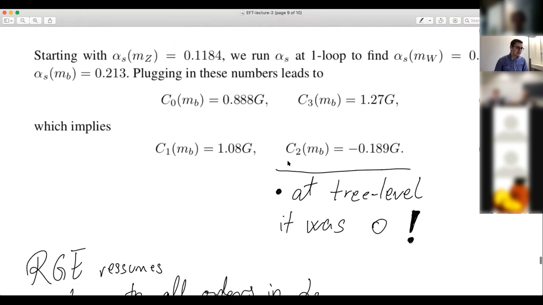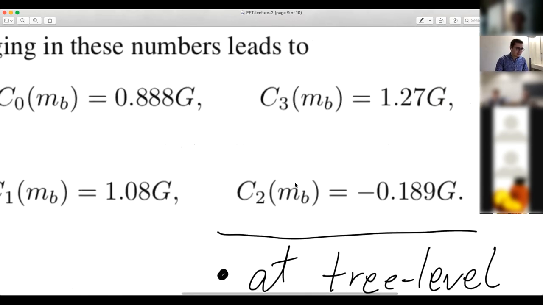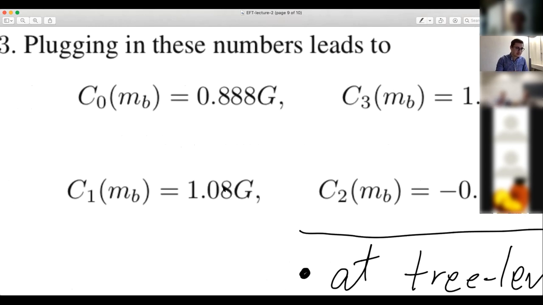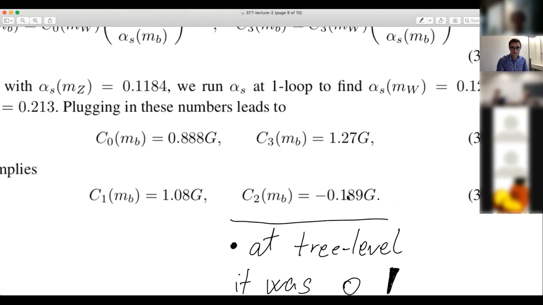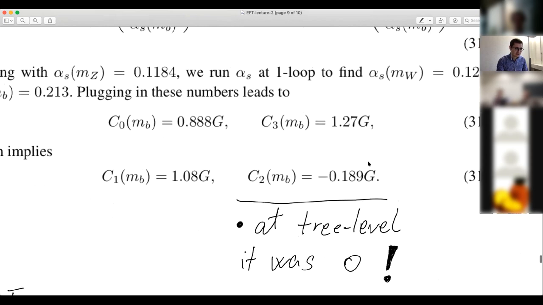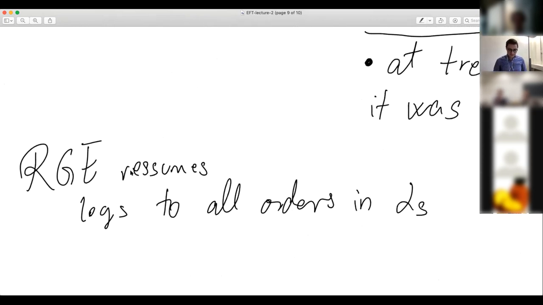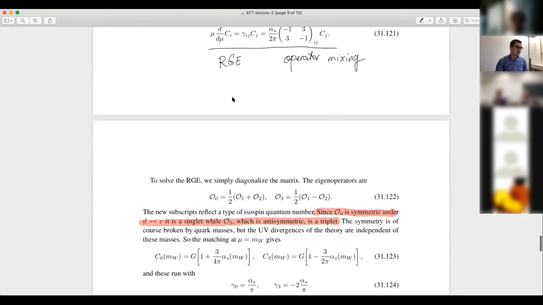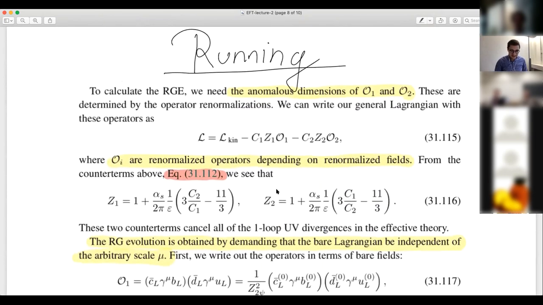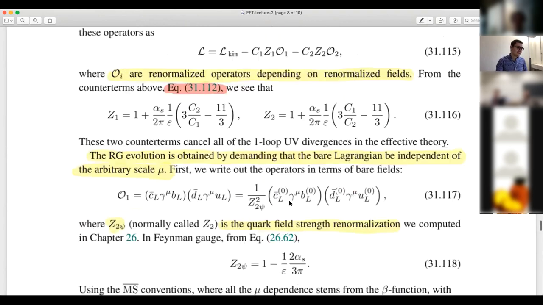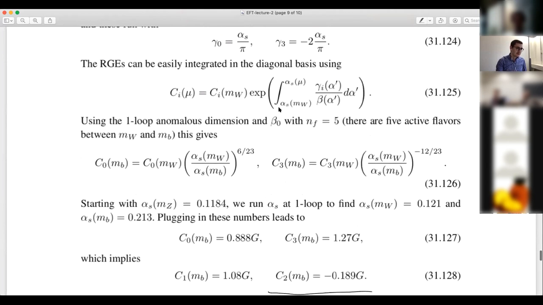And then you can put in some numbers. For example, this is interesting. Remember that C1 at tree level was one. Now it gets corrected by 8% at mB. But remember C2 was zero at tree level, and now it's 0.2. It gets a large correction. What's important is that the renormalization group equations resum the logs. In the matching, we chose the scale mu equal to MW to have small logs, but then we ended up with Wilson coefficients at that scale. We want to go to a different scale, and there we solve this RGE with this exponentiation. The solution resums the large logs at all orders in alpha strong.